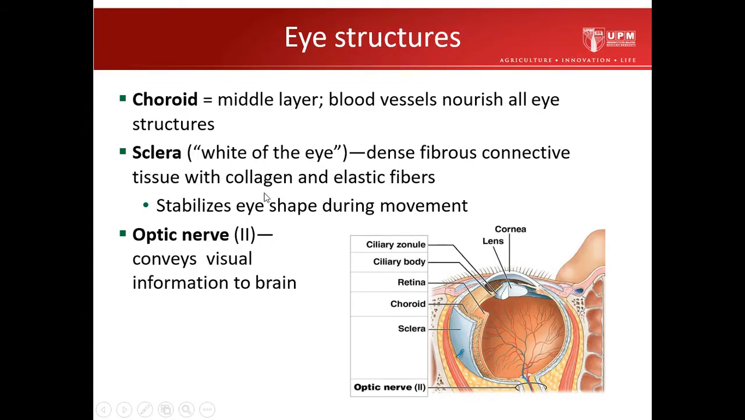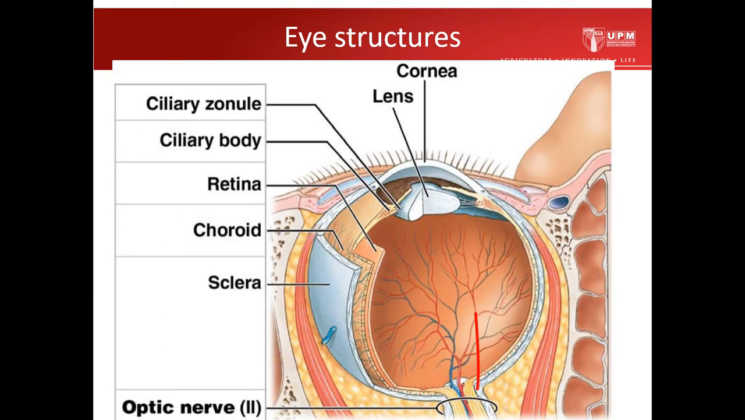So the sclera stabilizes the shape of the eye during eye movements. The optic nerve, on the other hand, carries the visual information and brings it to the brain to process.